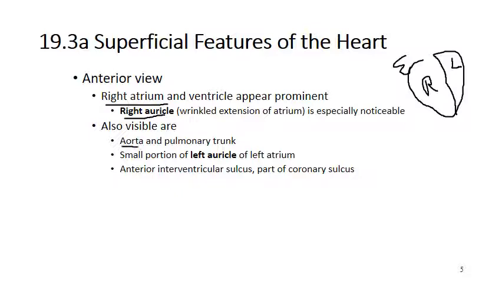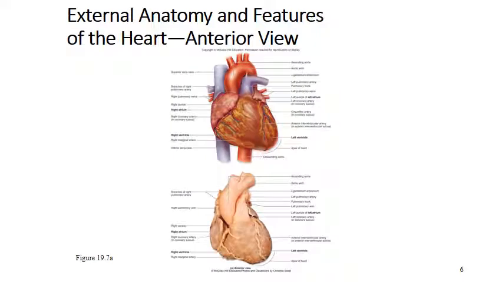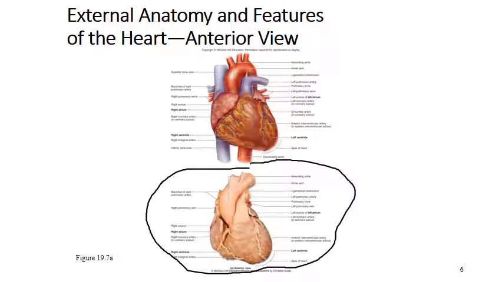So we'll also be able to see the aorta and the pulmonary trunk. Those are the structures sticking out here. And of course, we have the aorta back here. And then the small portion of the left auricle on the left atrium that we'd be able to see slightly here. And you'll also, of course, be able to see the anterior interventricular sulcus, which is part of the coronary sulcus.